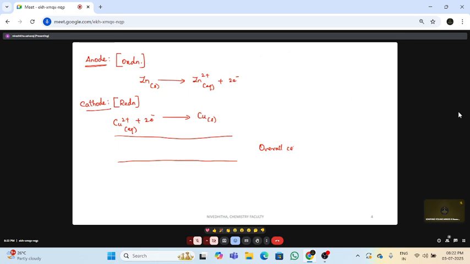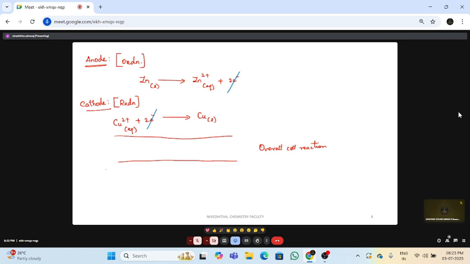So overall cell reaction. To add both the reactions, first check for the common species. Here, we have to match the left side of the first reaction and the right side of the second reaction. Is there anything common? No. In the first reaction, on the left side we have zinc, and in the second reaction, on the right side we have copper. Nothing is in common, so we cannot cancel anything. But in the first reaction, on the right side we have Zn2+ and 2 electrons, and in the second reaction, on the left side we have copper 2+ ion and 2 electrons. So we have 2 electrons in common, so we're going to cancel both the electrons.